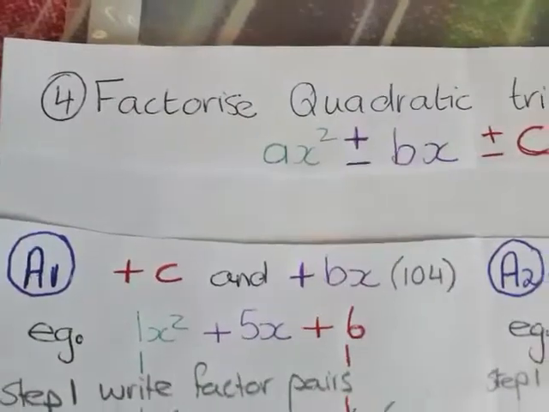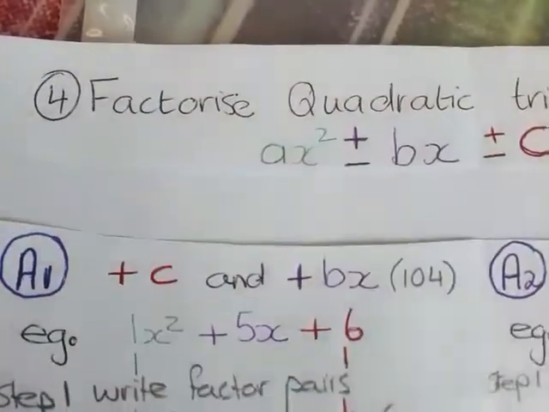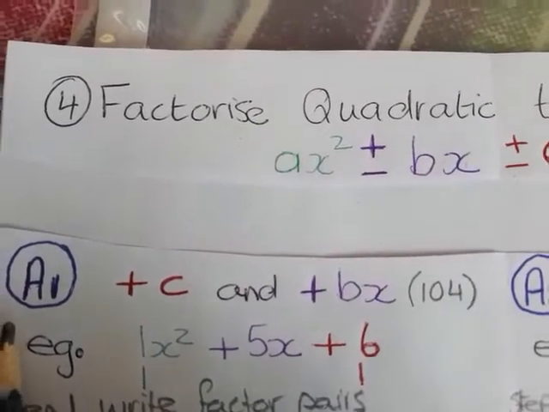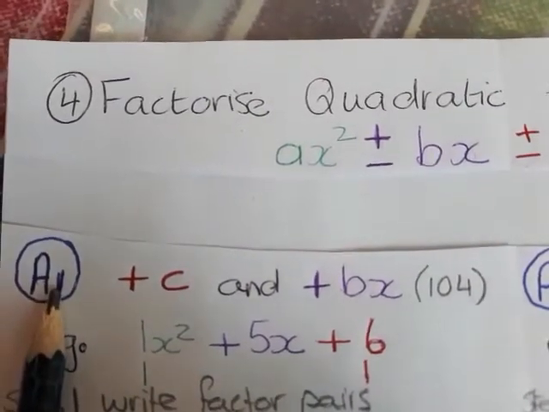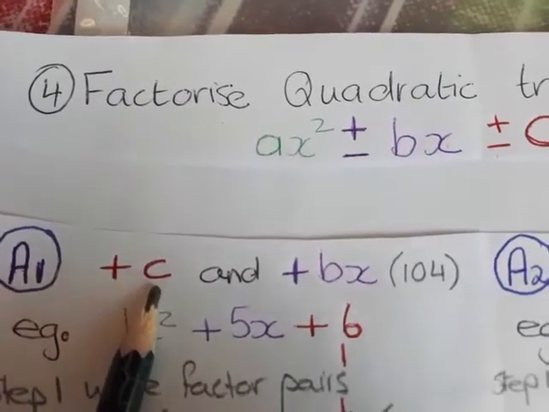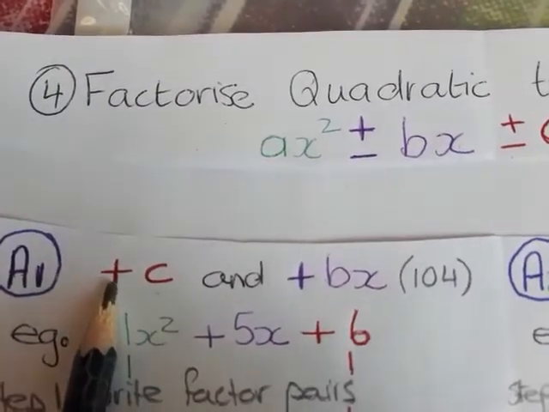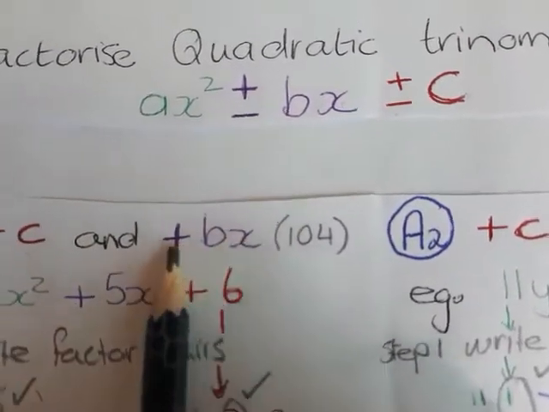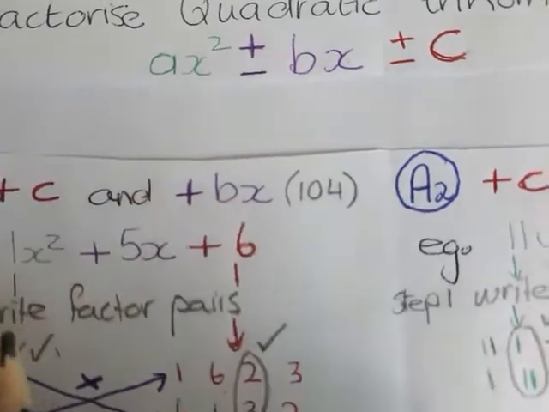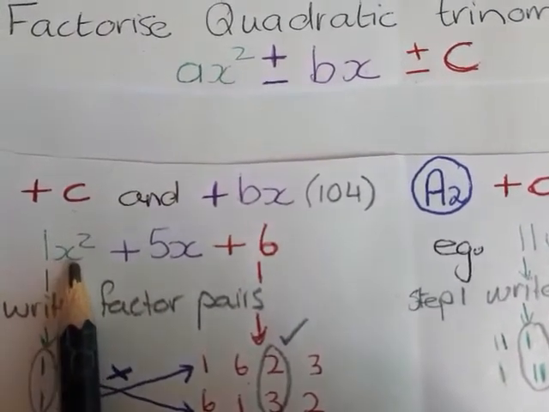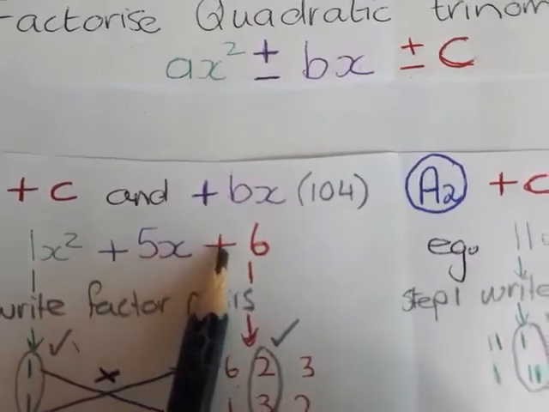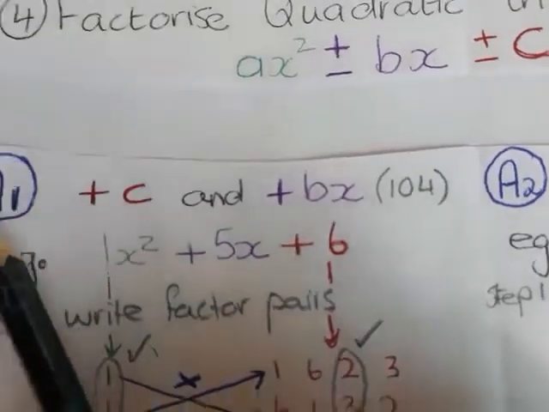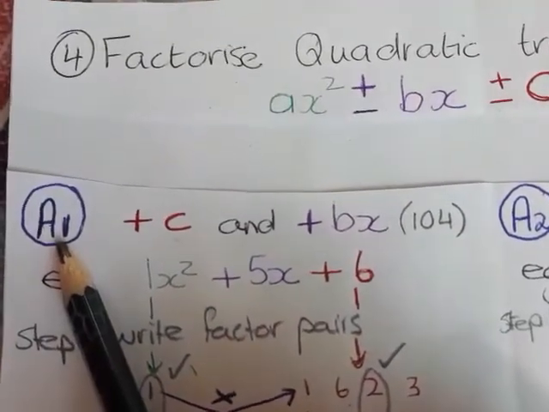So let's just start. You will have to try and watch this video a whole lot of times, people, for you to understand. Okay, so the A1 method is where your third term, the C term, is positive, and your BX term, which is your middle term, is also positive. So if you look at an example here, it's 1x squared plus 5x plus 6. So if there are two pluses here, people, then we call it method A1.